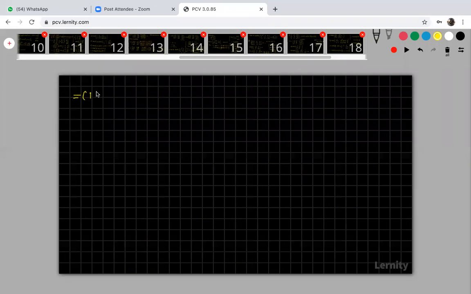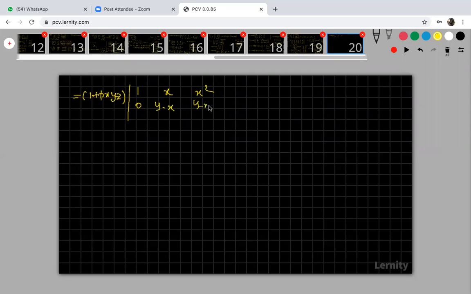Okay, so this is 1 plus p, x, y, z, determinant of 1, x, x square. Here 0, y minus x. Here apply the formula a minus b, a plus b: y minus x, y plus x. Here 0, this is z minus x, z minus x, z plus x. So therefore this is 1 plus p, x, y, z.